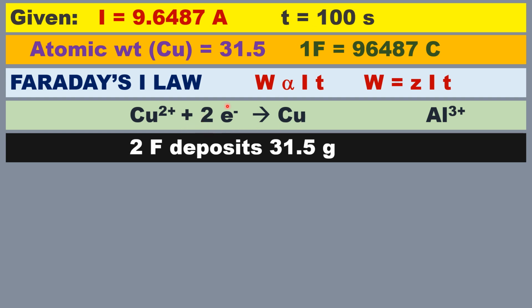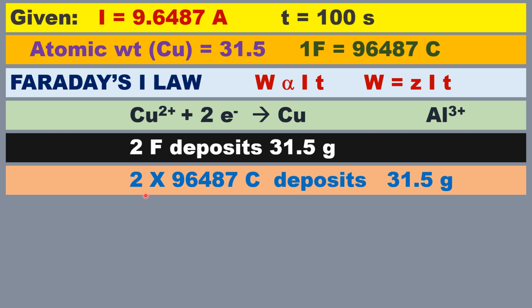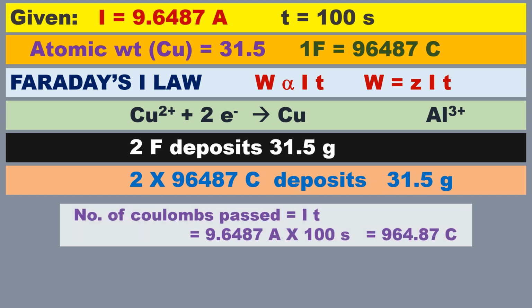We need 2 Faraday to deposit the atomic weight, 31.5 gram. Why? In the case of aluminium, Al3 plus plus 3 electrons gives aluminium. Therefore 3 Faraday of electricity is required to deposit the atomic mass of aluminium. Okay, so 2 into 96,487 coulomb deposits 31.5 gram.